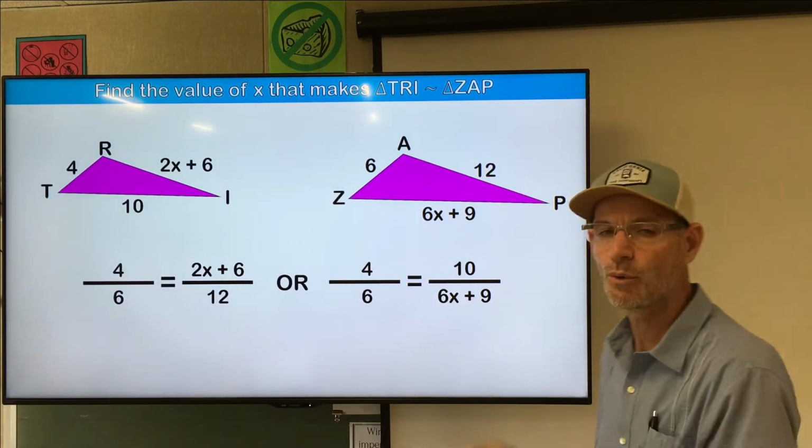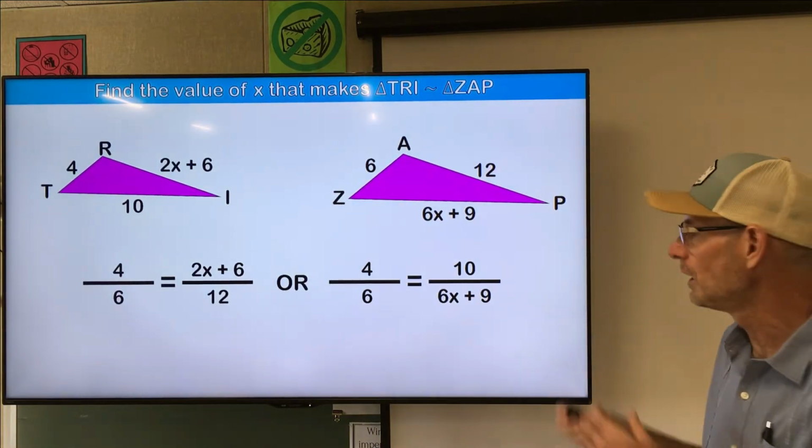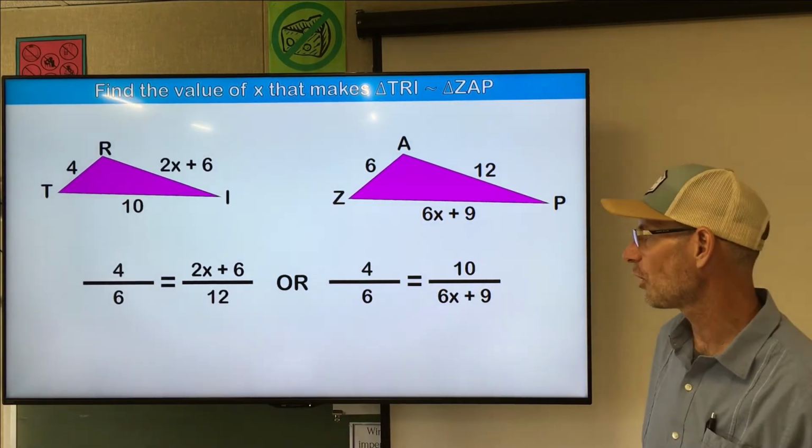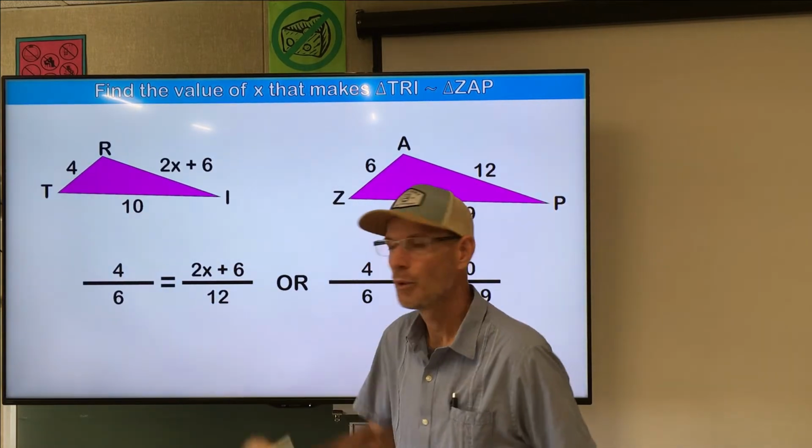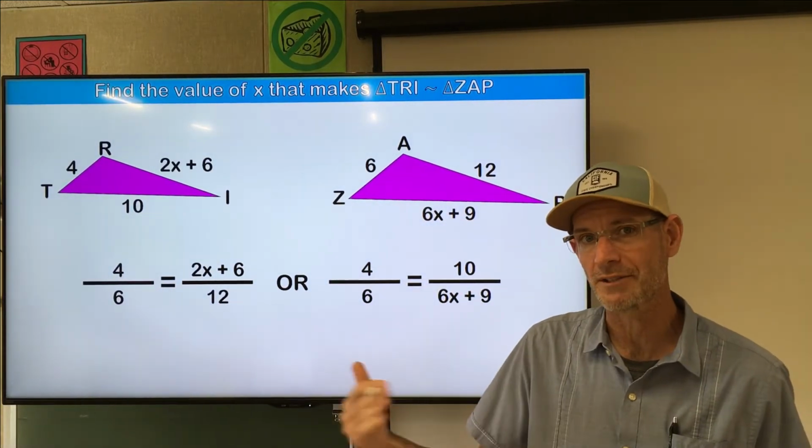Now I can solve either one of these problems and find the answer. So I don't need to do them both. I'm going to solve the problem on the left. In order to solve this problem, we need to find the cross product, or cross multiply.